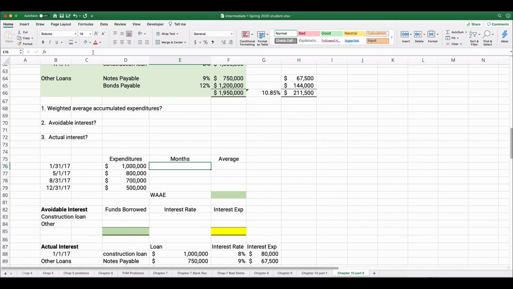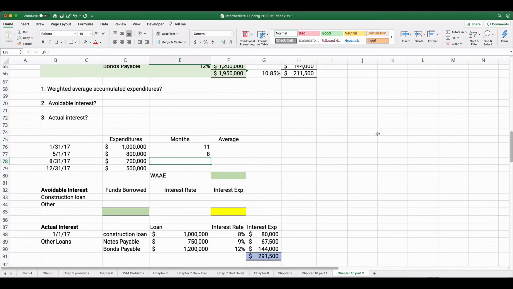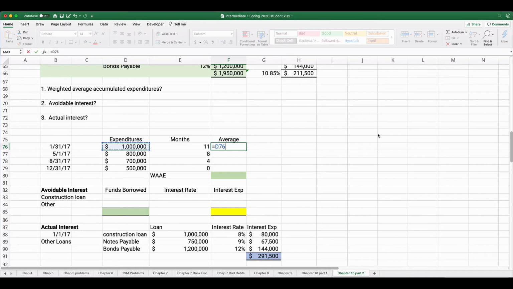How many months do we have left? On January 31st, we have 11 months left. On May 1st, we're just missing the first 4 months. We include May all the way through December. That's 8 months. All right, so here, 8/31 is August 31st. So how many months do we have left? After August, we have September, October, November, December. We have 4 months. Be careful on that. It's easy to get tripped up. And then how many months after December 31st? Well, 0 months.